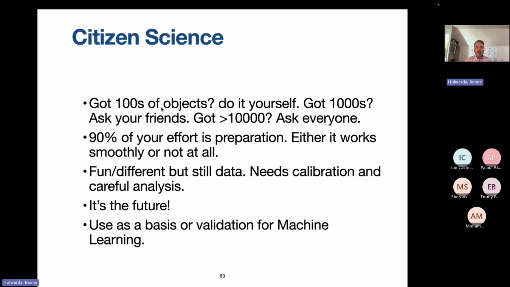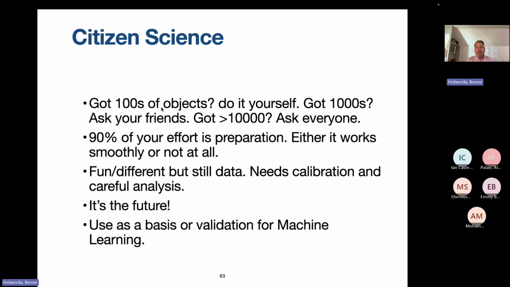It's fun and different, the data is, but it's still data. So you need calibration. If you have somebody going through, you saw that somebody was going through and just clicking on all the yellow things. I was like, no, that's not what we asked. So you have to take that person out. You have to sort of gently remove that from the data.